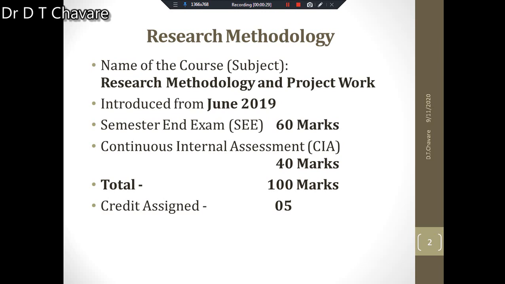Semester end exam, that is SEE, will be conducted for 60 marks, and continuous internal assessment, that is called CIA, will be for 40 marks. A total 100 marks exam will be conducted, and the credit assigned for this research methodology subject is 0.5. It means 5 credits are assigned there.